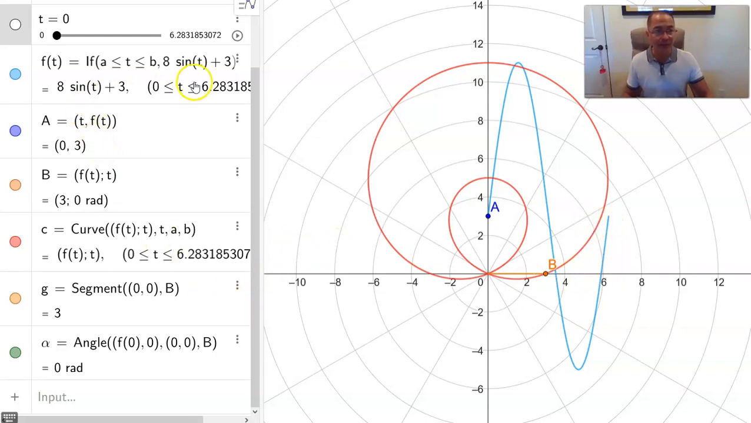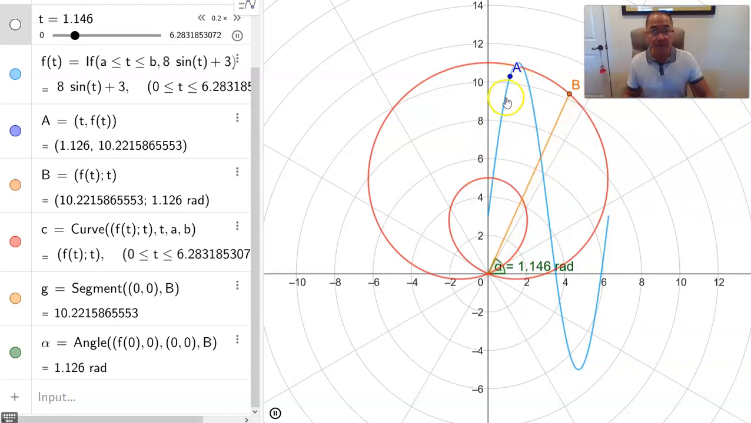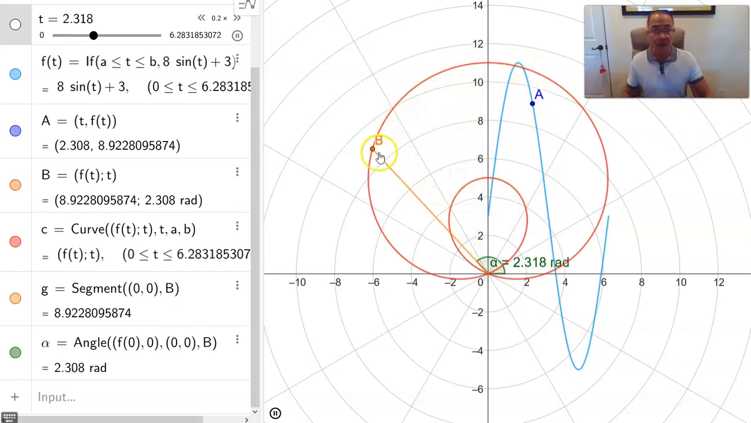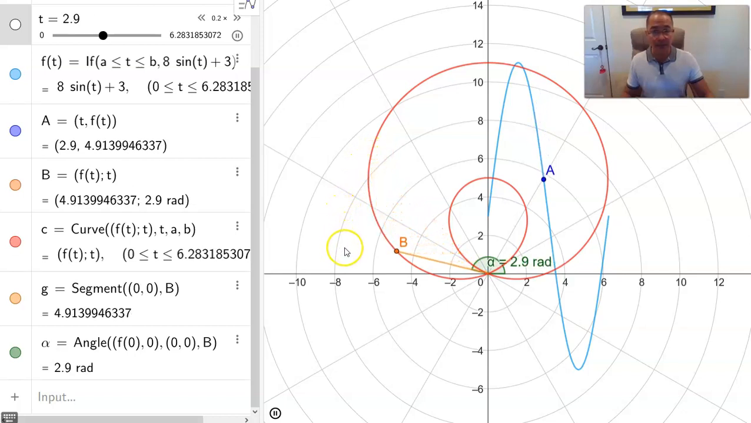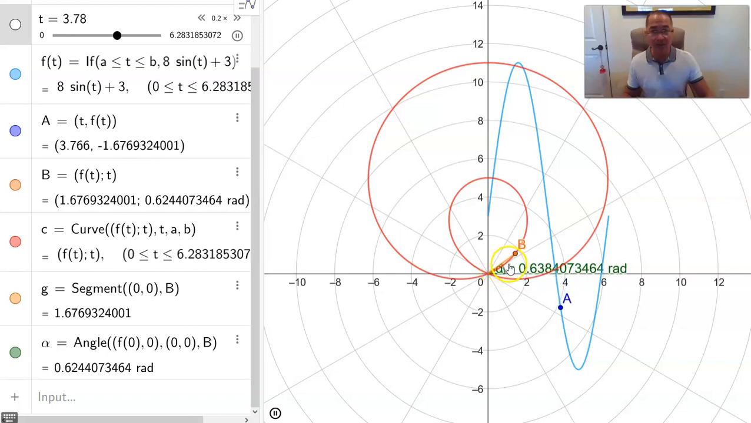Okay, let's play the slider. And let's go. Okay, there you go. A is getting higher, so R is getting bigger. And it's approaching pi over 2, and pi over 2 is up there. And then it's going to get lower, so R is now getting smaller as the angle is approaching pi. Sine of pi is 0, so R is 3. R is 0 over there.